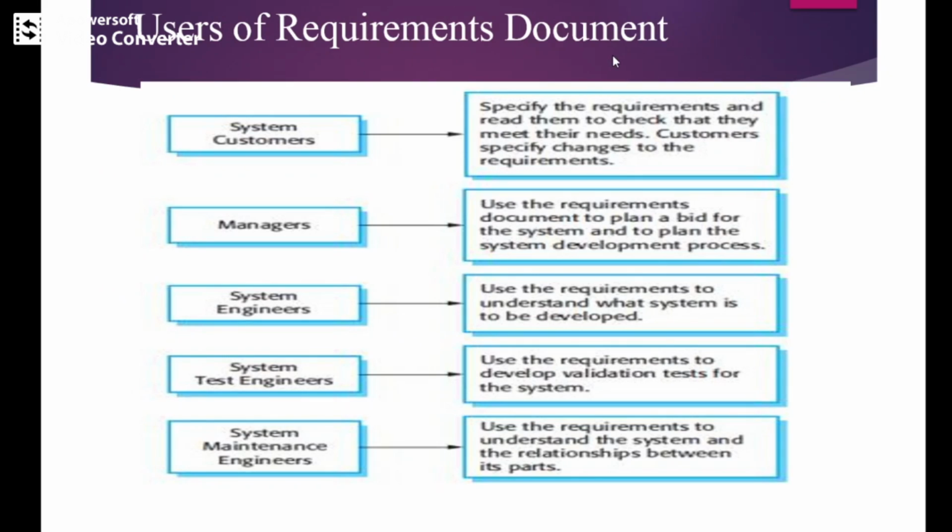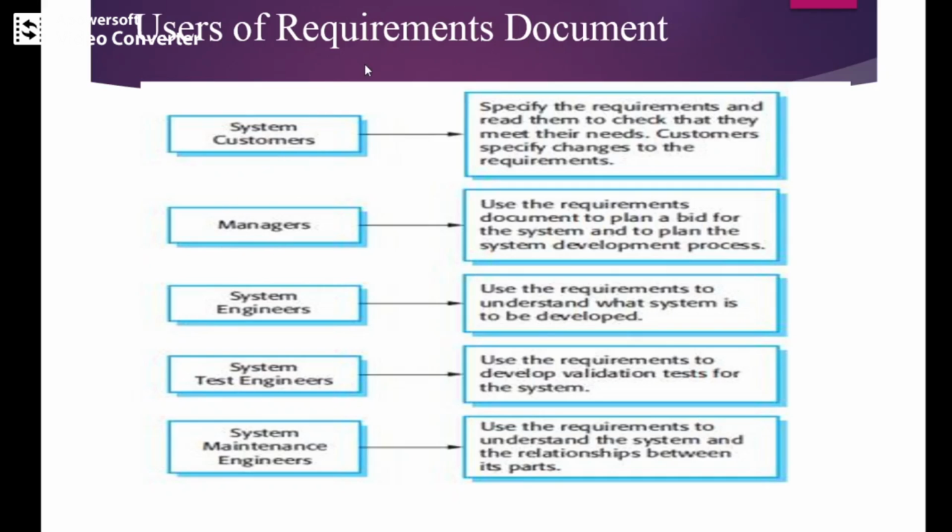Users of the requirements document. The first user is the system customers. The customers actually specify the requirements. Those requirements will be listed and clearly put into this SRS in a structured way. The customers will read their requirements to check whether those requirements have been met or not, and they will see how each requirement has been specified. If any changes need to be made, they can specify the changes in the requirements. That is the first user, the customer.